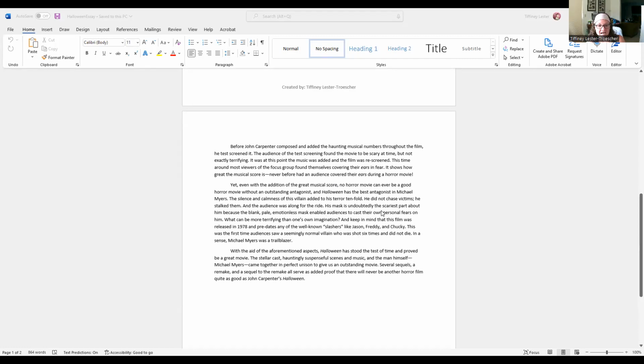Then his mask is undoubtedly the scariest part about him because the blank, pale, emotionless mask enabled audiences to cast their own personal fears on him. What can be more terrifying than one's own imagination? They talked about the mask second.